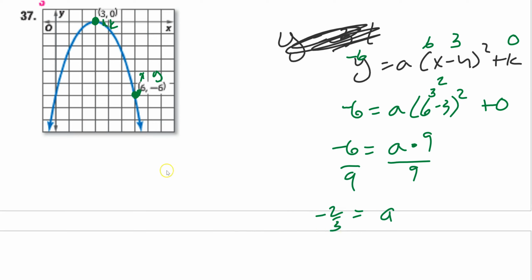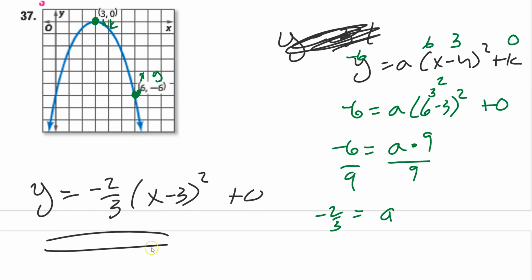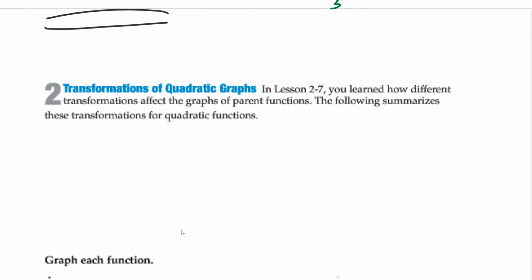Again, once you have that, I want the equation rewritten. So we're going to plug it all in. It's going to be y equals the a value, which is negative 2/3, times x minus 3 squared plus 0. And that's how you go from graphs to writing an equation. Okay, next up, a little more review.